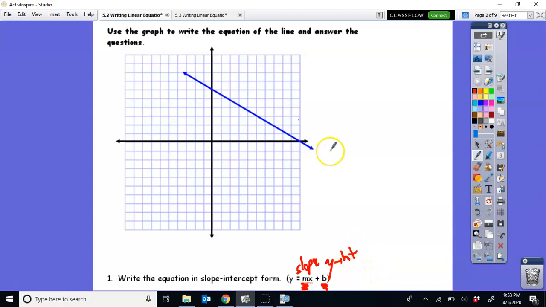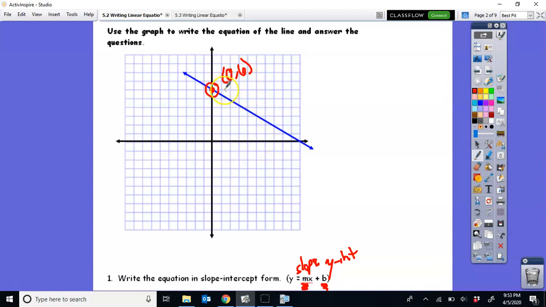So if you look at this line up here, notice right here is the point where the graph crosses the y-axis. That would be 0, 1, 2, 3, 4, 5, 6. So (0, 6) would be my y-intercept. That means my b value, my y-intercept, as we talked about on the graph, is 6.